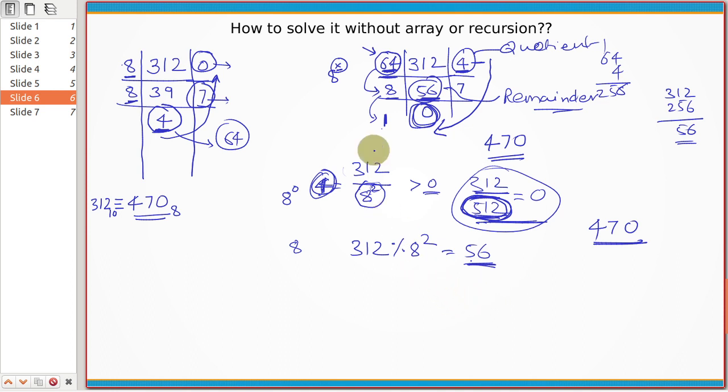So basically you start with some big number, and this number would always be your base raised to some number x. Now you have to find this out by continually dividing the given number by base raised to something.